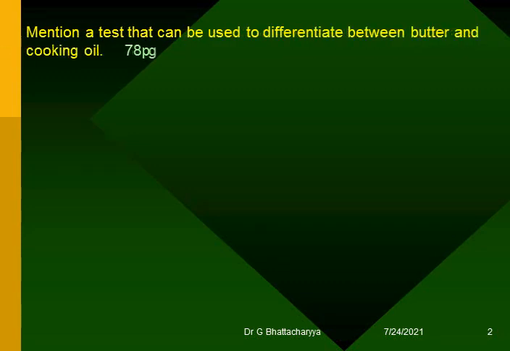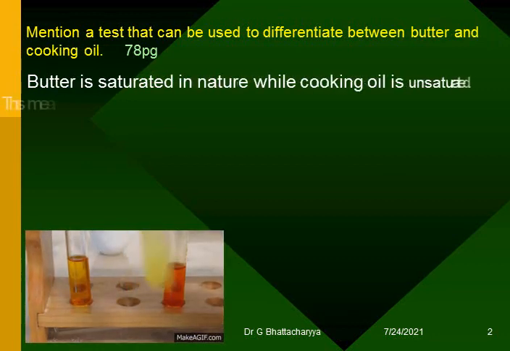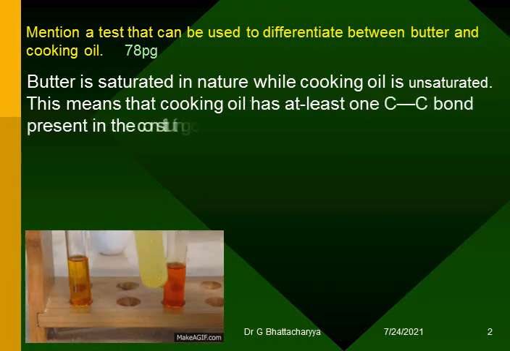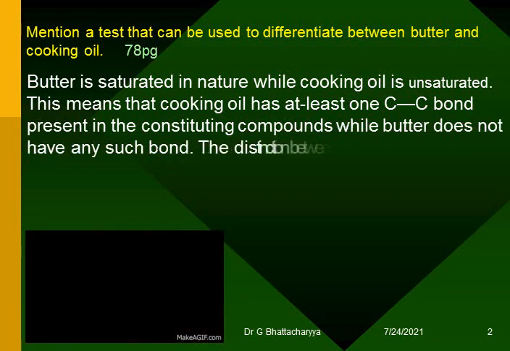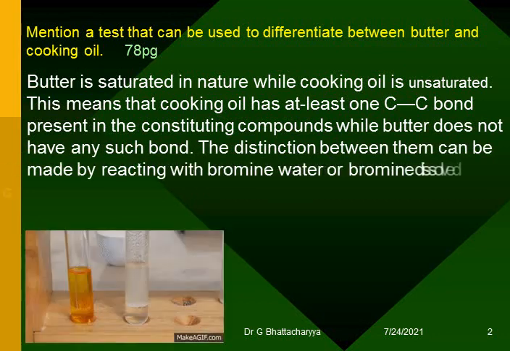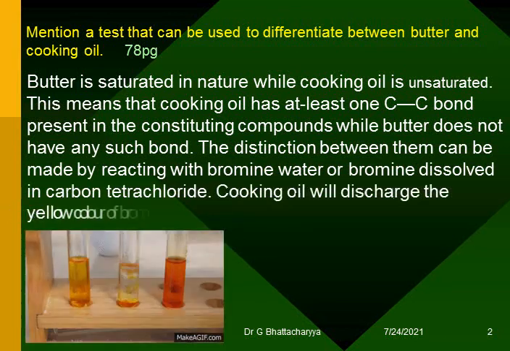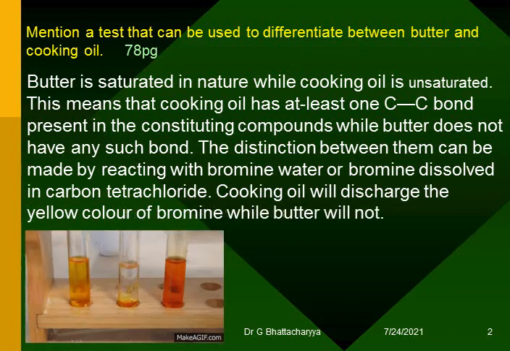Mention a test that can be used to differentiate between butter and cooking oil. Butter is saturated in nature while cooking oil is unsaturated. This means that cooking oil has at least one C=C bond present in the constituting compounds while butter does not have any such bond. The distinction between them can be made by reacting with bromine water or bromine dissolved in carbon tetrachloride. Cooking oil will discharge the yellow color of bromine while butter will not.